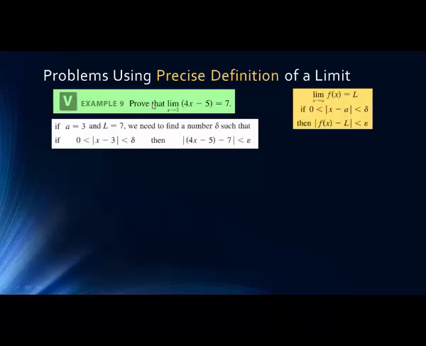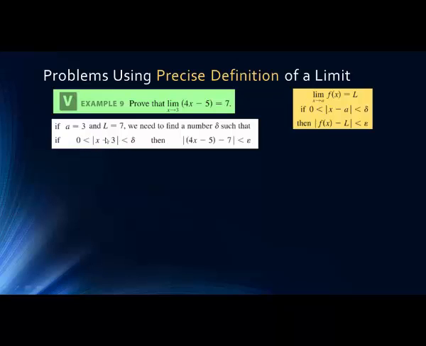So we need to find a number. To prove this, we need to find a number, delta, such that, and all I'm doing now is plugging in the values from this formula, 0 is less than the absolute value of x minus A, x minus 3.